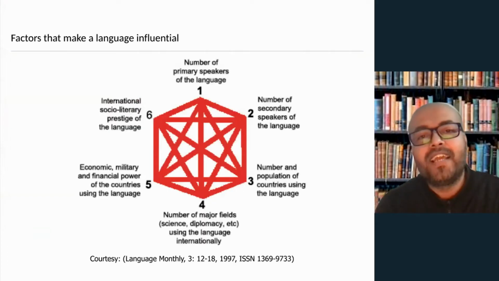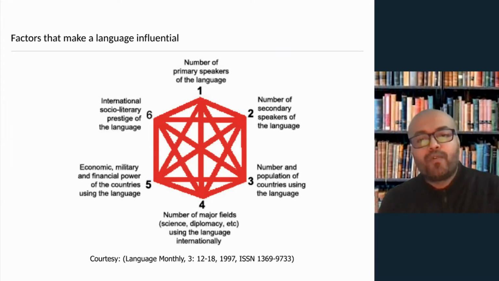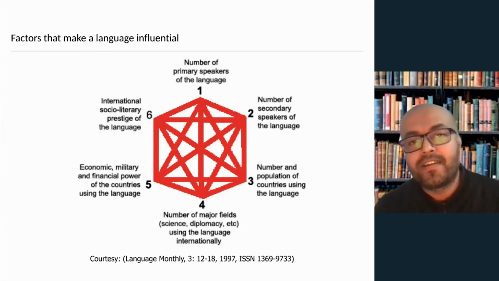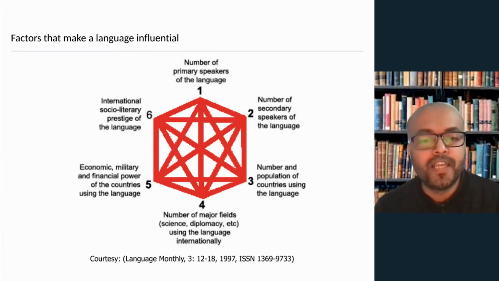So, what makes a language influential or global? In Language Monthly magazine, there was a study conducted about the factors that make a language influential. There are many factors. For example, number of primary speakers of the language, secondary speakers of the language, population of countries using that particular language, and how that language is being consumed in the major fields. For example, science and technology, then politics, sports, and financial domains.